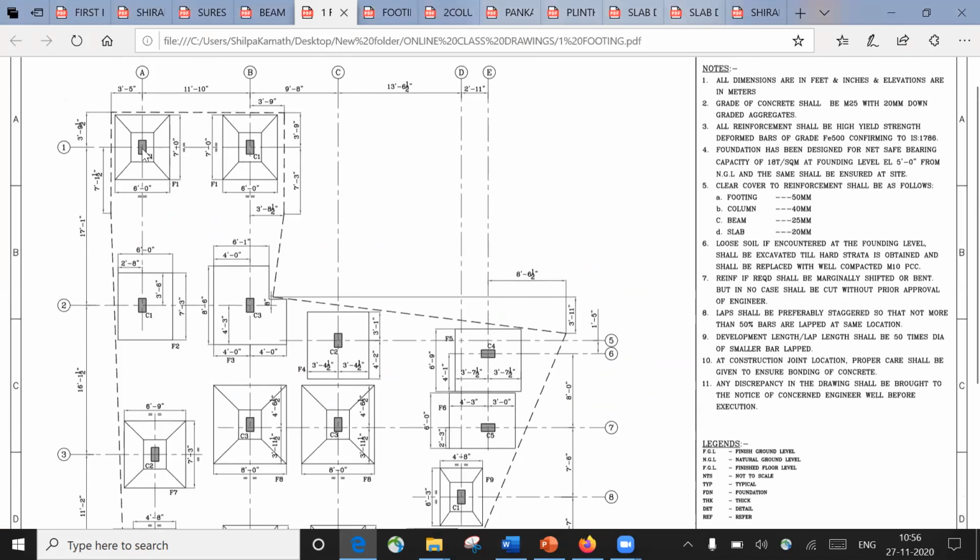Either with the help of a plumb bob, you can transfer that level to the top of the PCC, or again you can call the surveyor. If you're working in big projects, we call the surveyor, and the surveyor is going to give this particular center point. Again, we are going to do the marking for this, so that we can place our footing mesh here.